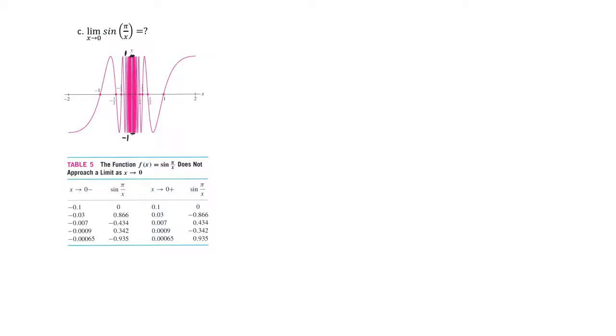So the question is, what is that limit equal to? Does it equal something? Does that limit exist? Because of this oscillating behavior, up and down, around 0, this graph is pretty much telling us that the limit at 0 of this function does not exist. This function has no limit at 0. So the conclusion will have to be that the limit as x approaches 0 of sine of pi over x does not exist.